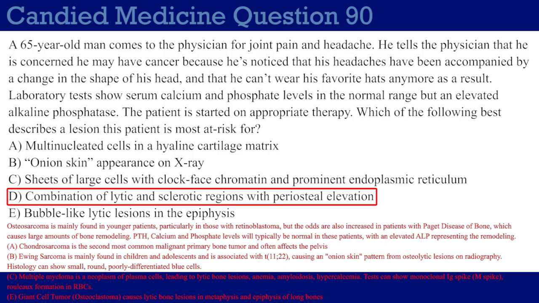They really like testing multiple myeloma in all kinds of different ways. Sometimes it'll be as simple as they'll just give you an elderly patient with a bone lesion, and you're supposed to infer that it's multiple myeloma. They might give you a couple extra details. But yeah, you have to have a very broad understanding of multiple myeloma and all the different systemic problems it can cause.